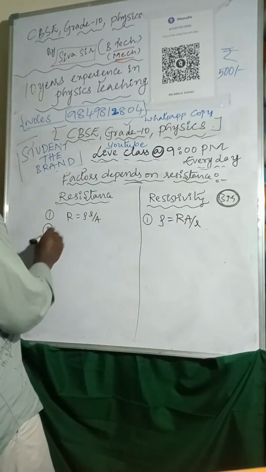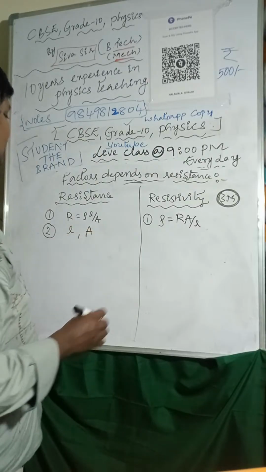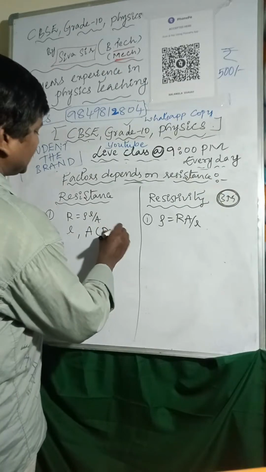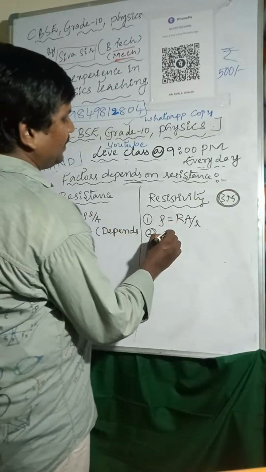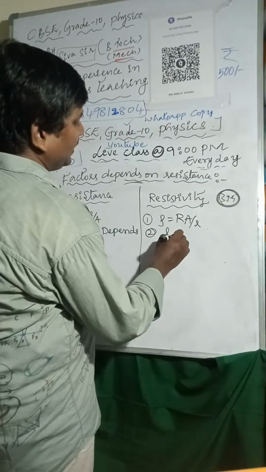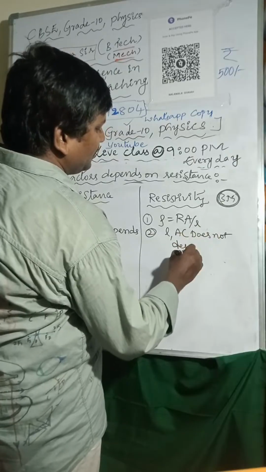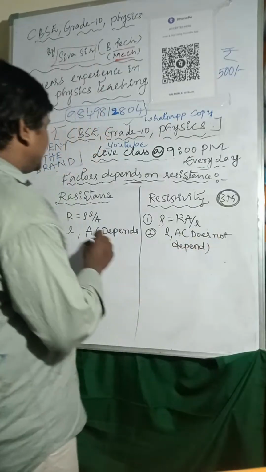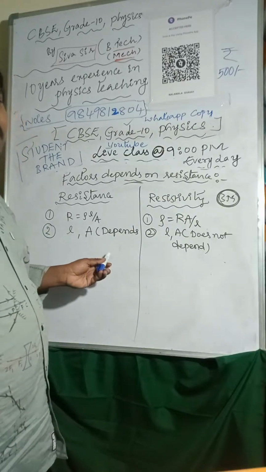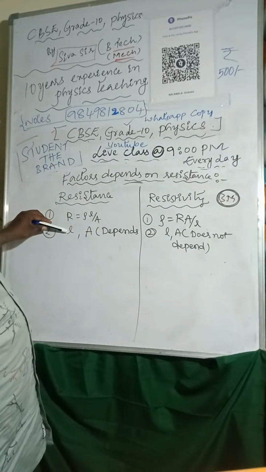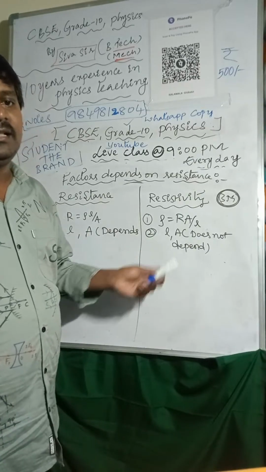Second one: resistance depends on length and area. Note down as I am writing. Resistivity does not depend on length and area. These are called physical dimensions. Resistance depends on physical dimensions, but resistivity does not depend on physical dimensions, length and area.